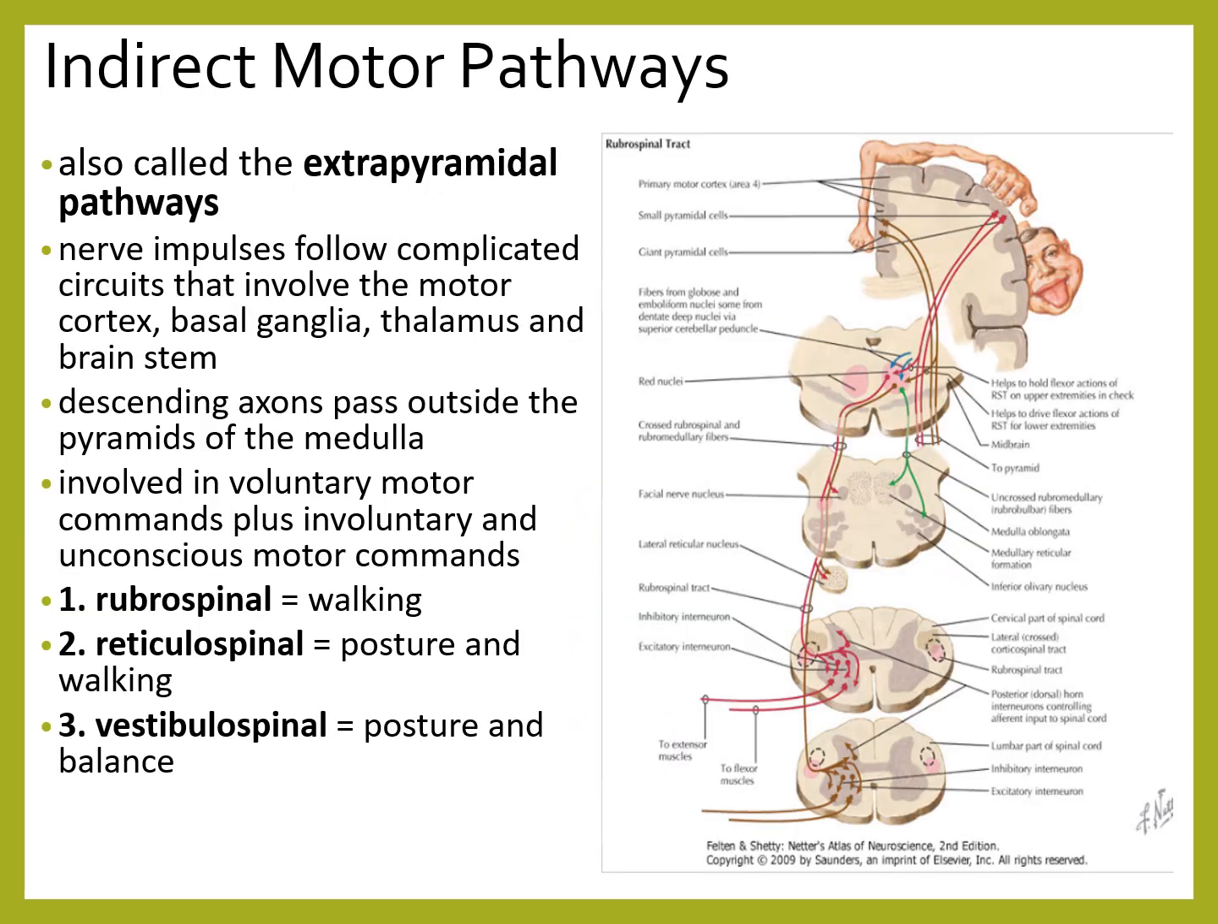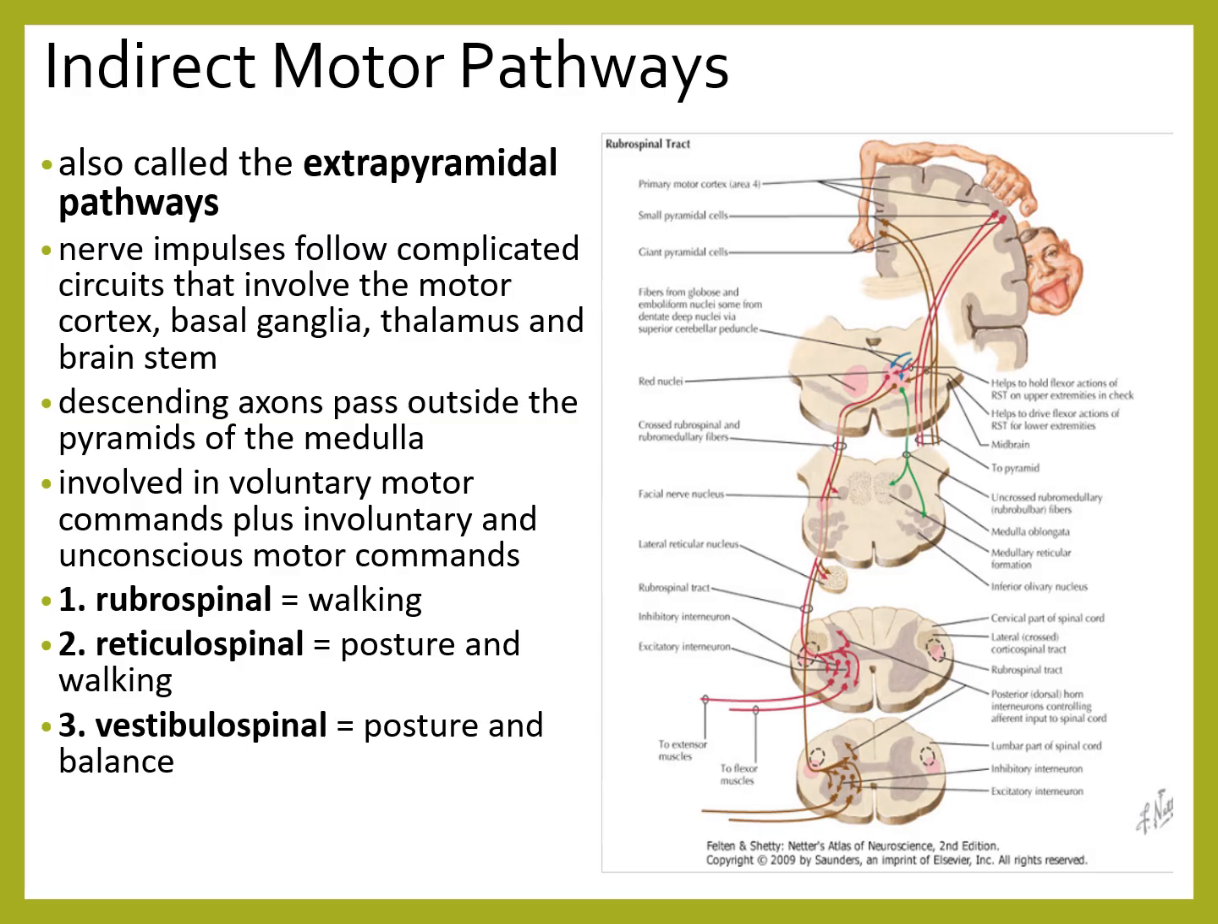Let's move on to the extrapyramidal pathways, which are often called indirect motor pathways. These motor pathways will carry nerve impulses that follow complicated circuits. And these complicated circuits can involve the motor cortex, the basal ganglia, the thalamus, and the brainstem. The reason why they're called extrapyramidal pathways is that the axons descending through the central nervous system pass outside of the pyramids of the medulla oblongata.